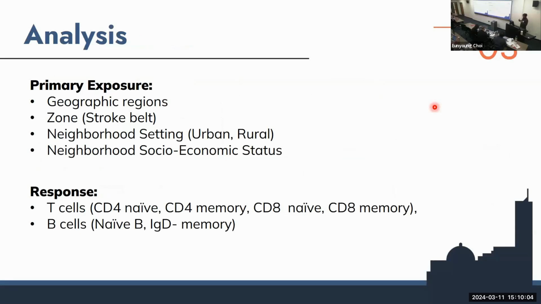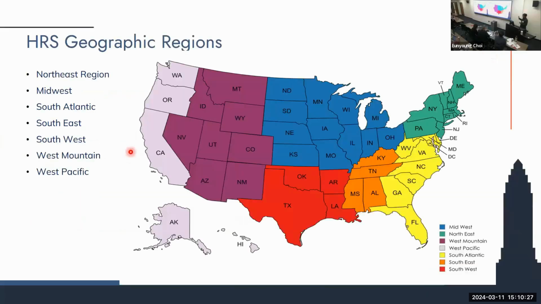After identifying the immune cells, we wanted to see if immunosenescence varies place by place, and if it has an impact on immune cell populations. So we wanted to see if the populations of T cells and B cells differ based on these exposure variables. I will explain these in the upcoming slides. In HRS, the country is divided into 7 geographic regions. An interesting point to note is that we have 3 regions from the south: South Atlantic, Southeast, and Southwest.